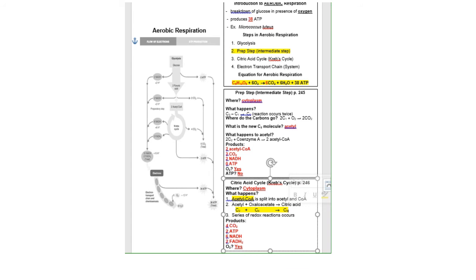So what are the products of the citric acid cycle? 4 carbon dioxide, 2 ATP, 6 NADH, and 2 FADH2s. This step or cycle produces the majority of the NADHs and FADH2s. Those will then be used in the last step, the electron transport chain, to make ATP. Oxygen is required for this cycle or step.